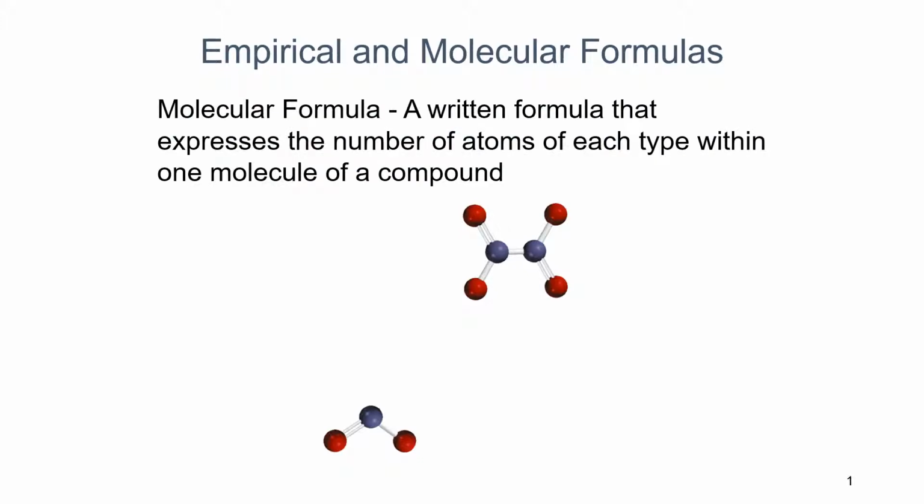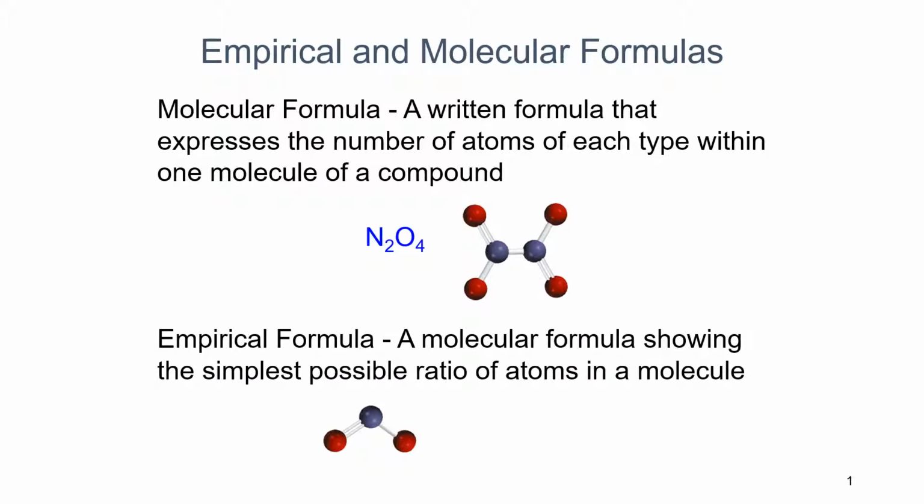So the first thing we already know, that's a molecular formula. It's a written formula that expresses the number of atoms of each type in a molecule. So for instance, if we had this compound N2O4, which we know from our nomenclature is dinitrogen tetroxide. We know that this molecule has 2 nitrogens and 4 oxygens.